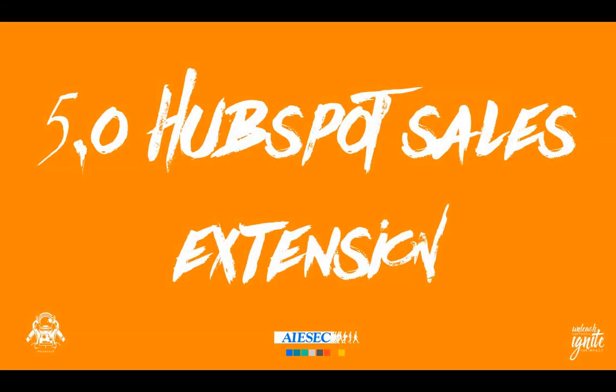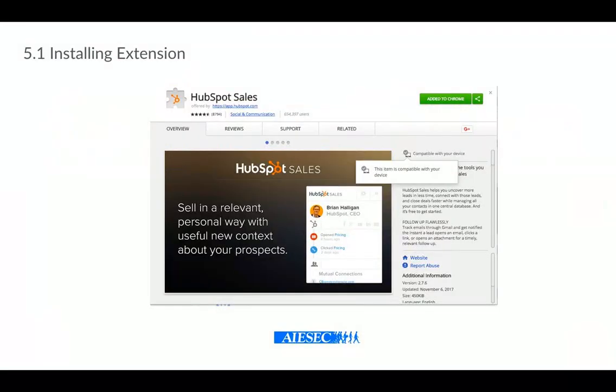So the last part is on the sales extension. The extension is very crucial because it integrates with your Gmail. So it gives you a very easy way to track, and you don't have to be on HubSpot constantly. So download the HubSpot sales extension. You can find it under the Chrome extensions.